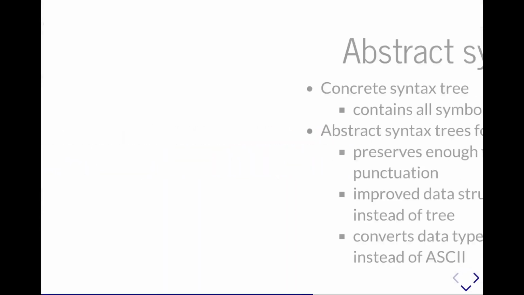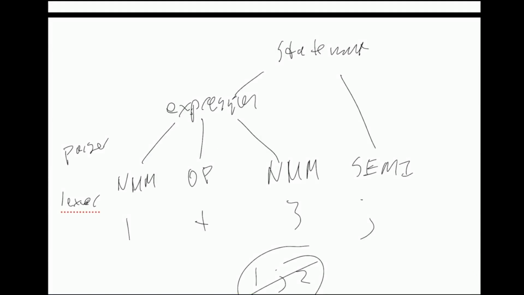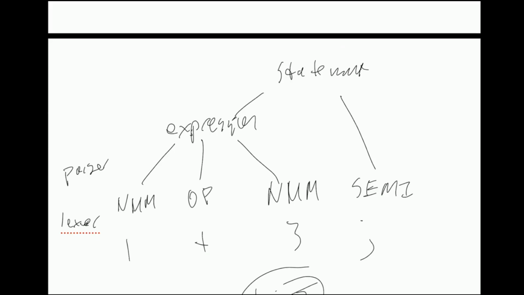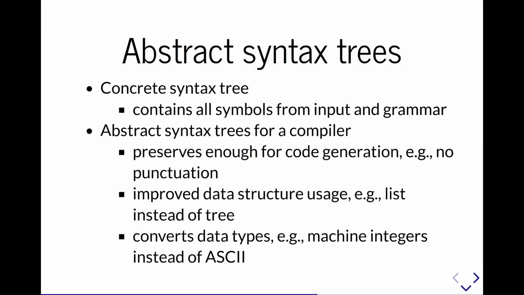All right, the main task of this first project is to take our ASCII code and turn it into this tree structure, because that'll allow us to do code generation. And so in order to do that, we need to have some data structure to represent the tree.